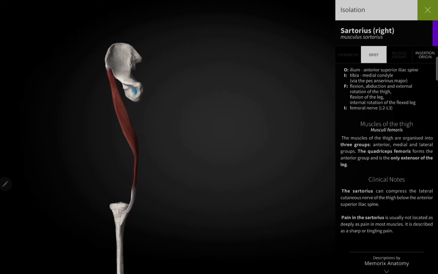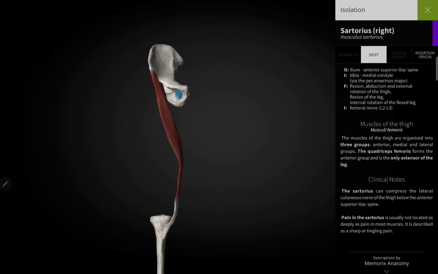And then it gets inserted into the medial condyle of the tibia. You can just note down that this is the lateral condyle and this is the medial condyle. You can see how the sartorius muscle gets inserted into the medial condyle of the tibia.